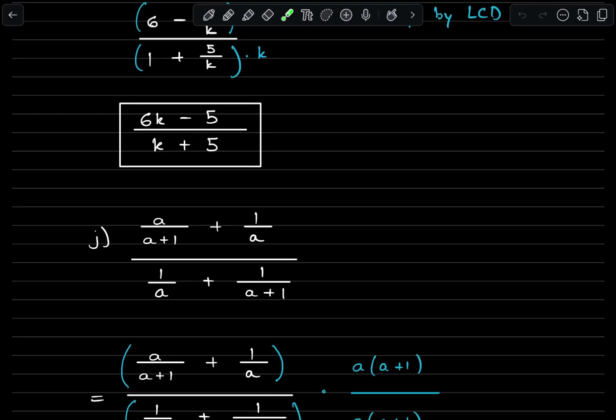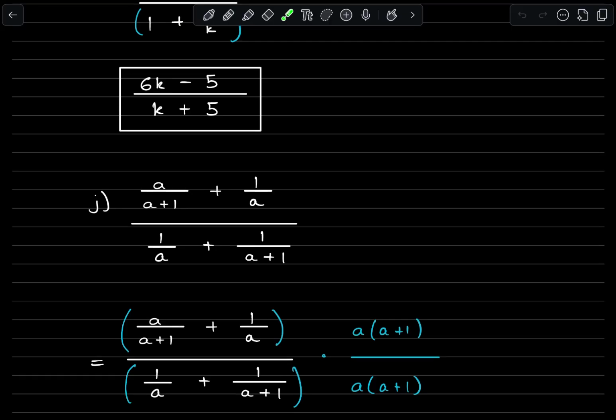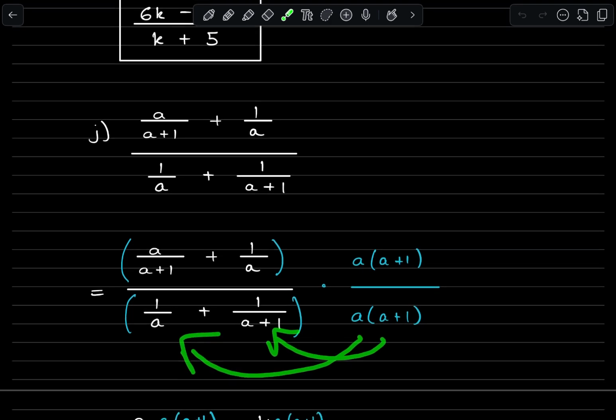So we're going to multiply the top of this fraction by a times a plus 1 and the bottom of this fraction by a times a plus 1. And remember, this whole thing is still just 1. So we're not doing anything to change the value of the expression. All right, we can go ahead and then distribute this on our next step. Same thing on the bottom. We're going to distribute this and let's see what this looks like.